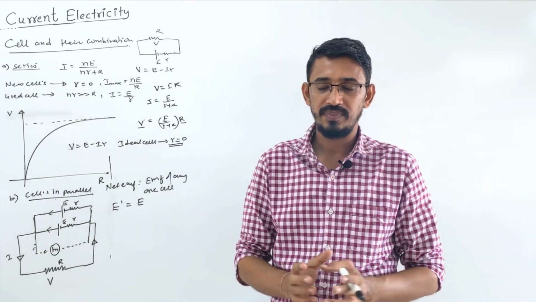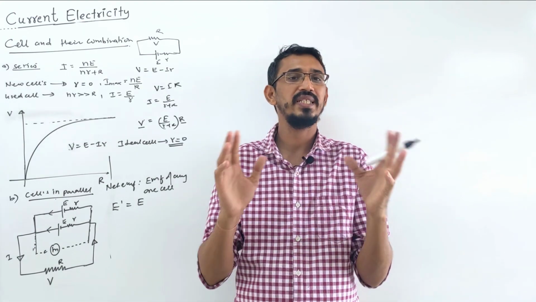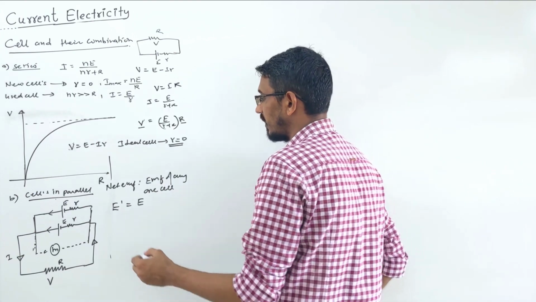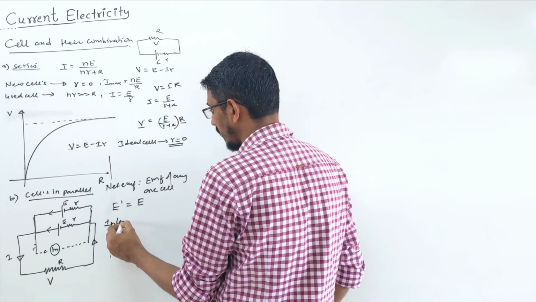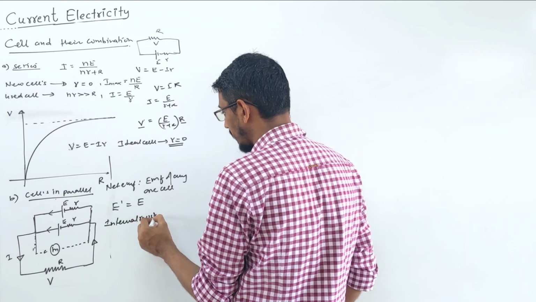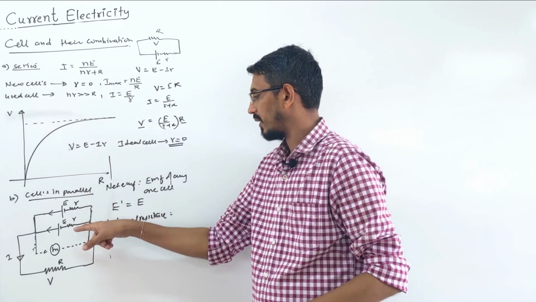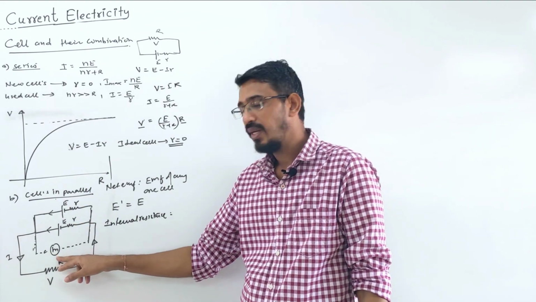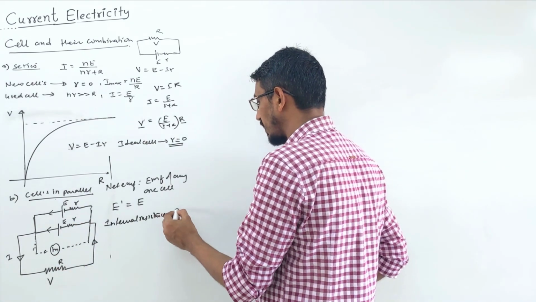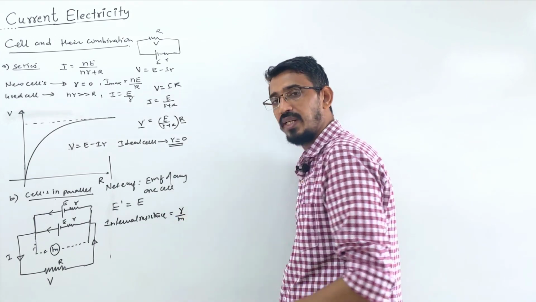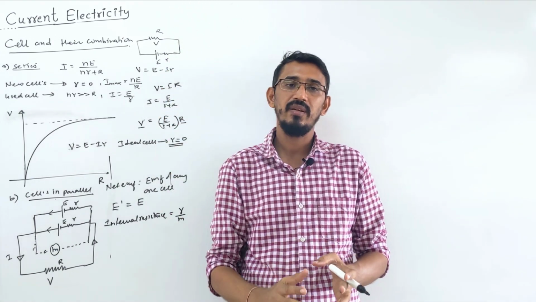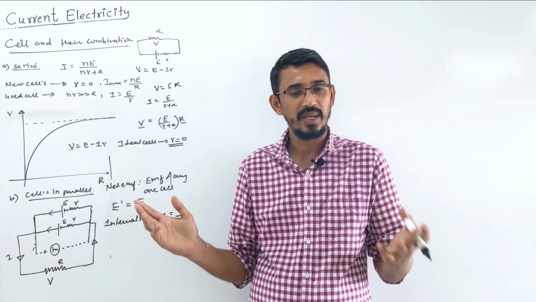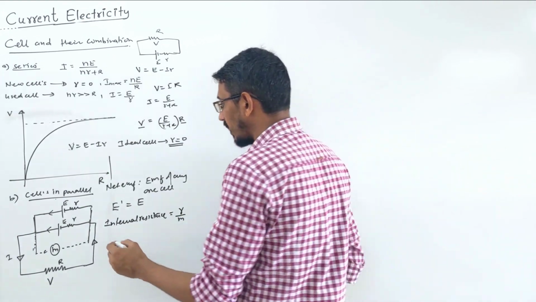So when you connect cells in parallel, what happens? Only the area of the plates is increased, not the potential. Now, what is the internal resistance? Look here, these r resistances are connected in parallel. How many cells do we have? M number of cells. So the total internal resistance simply becomes r by M. Hope you are understanding. M number of cells, each of internal resistance r, connected in parallel, what is the answer? r by M.